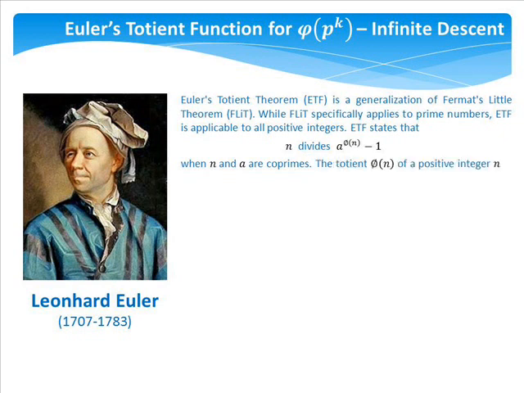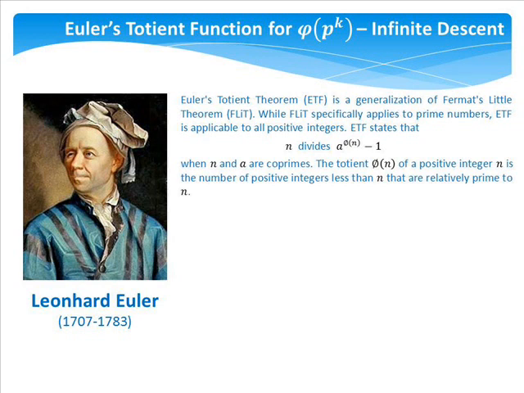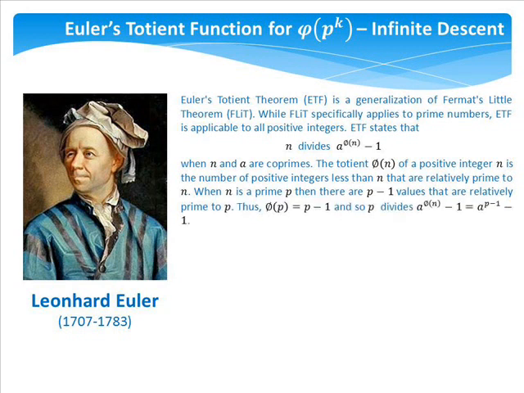coprime. The totient of a positive integer n is the number of positive integers less than n that are relatively prime to n. When n is a prime p, then there are p minus 1 values that are relatively prime to p. Thus, the totient function of p equals p minus 1. And so, p divides a raised to p minus 1, minus 1, which actually is Fermat's little theorem. So, Fermat's little theorem is just a special case of Euler's Totient theorem.